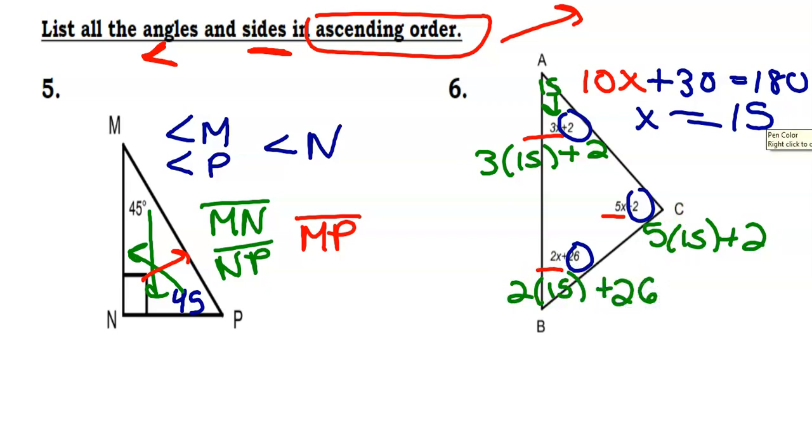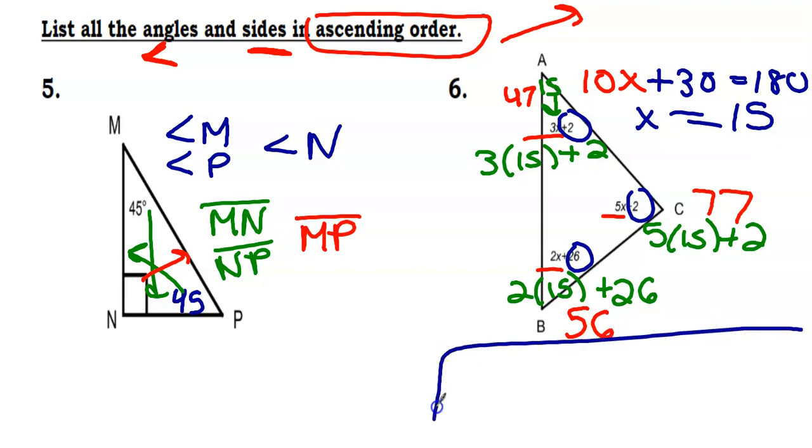Okay, all right, so angle A is worth 47 degrees. Angle C is worth 77. And angle B is worth 56. So now that I figured out which one is the smallest and which one's the biggest, I'm going to put it in ascending order. Okay, so I'm going to kind of clean up this area, or maybe I'll just write it down here. That works.